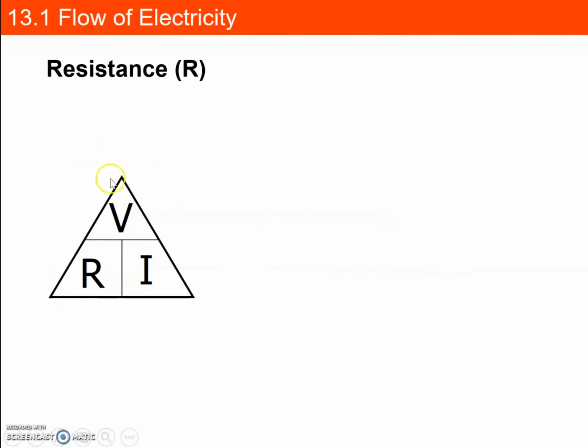So we can actually make use of this calculation or formula triangle to help us to calculate the values of V, R, and I when necessary. Okay, so we learned that resistance is the ratio of the potential difference to the current. So R equals V over I. So if you want to find R, you can cover R and then you see V over I.